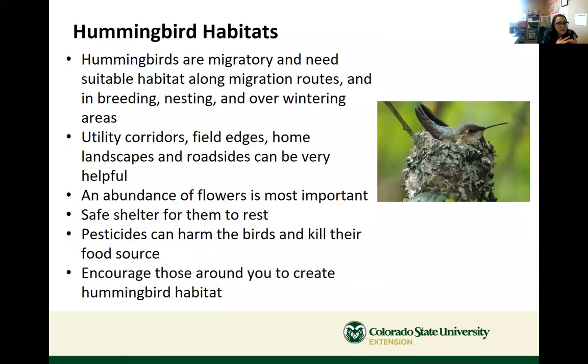So hummingbird habitats. Like we've been talking about, hummingbirds are migratory. They need suitable habitat along their migration routes so they can breed, nest, and overwinter. They need protected habitat. Utility corridors, field edges, and suitable home landscapes are very helpful. So if you have somewhere where they can stop, that's great. An abundance of flowers that they like is most important, and then somewhere safe for them to rest.